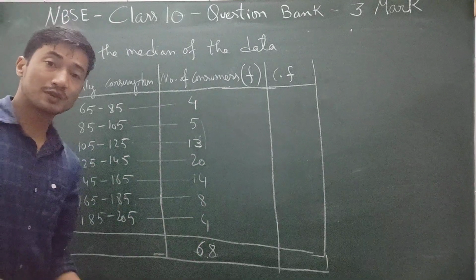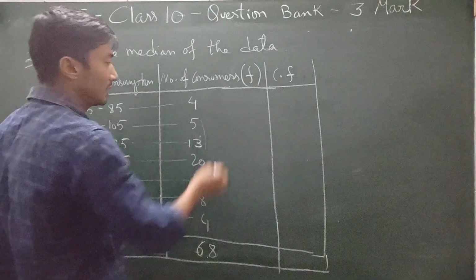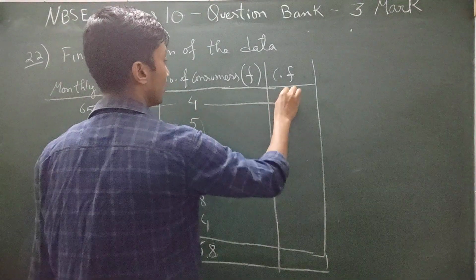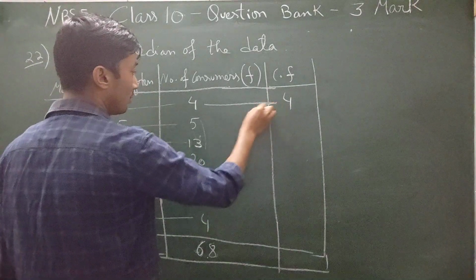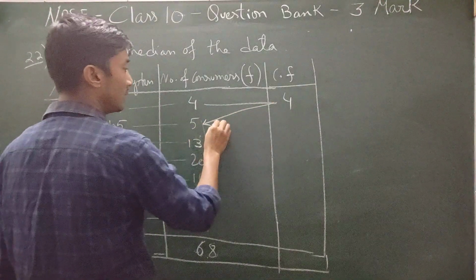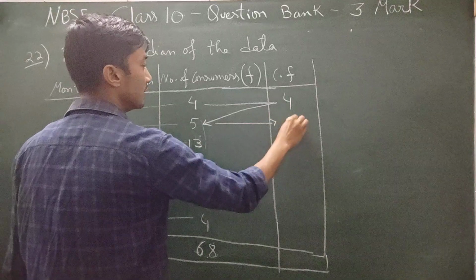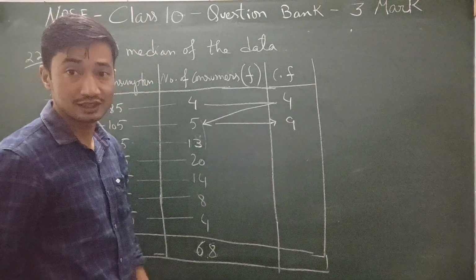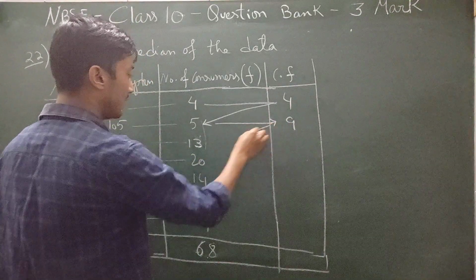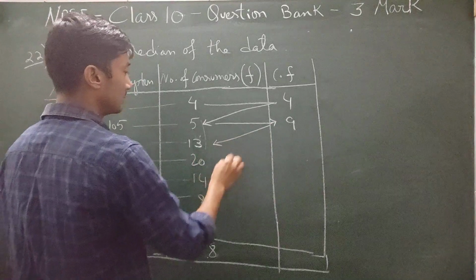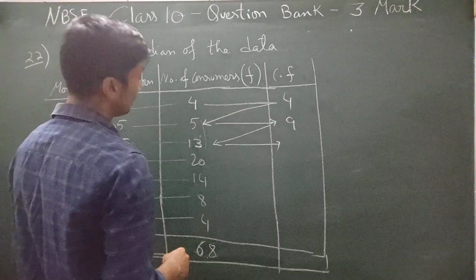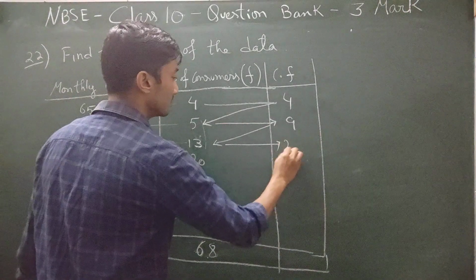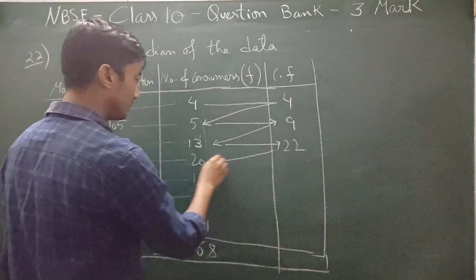Now for cumulative frequency, what we have to do is keep on cumulating. That means the first one you will just write as 4. Done? Next you add 4 with 5, 4 plus 5, 9. I'm giving you these arrow mark signals. Next 9 plus 13, how much? 9 plus 13 is 22. Next we continue like that.